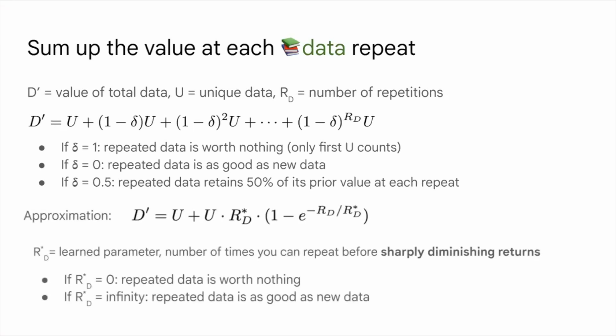All right. And then we further approximate this equation to make it a bit simpler to use. So we get rid of the delta and add in this new parameter R_D star, which corresponds to the number of times that you can repeat the unique data before seeing sharply diminishing returns. So if R_D star is 0, then you immediately have sharply diminishing returns, and the second half just becomes 0. You're just left with U. If R_D star is infinity, then you never hit sharply diminishing returns, and repeated data is just as good as new data.